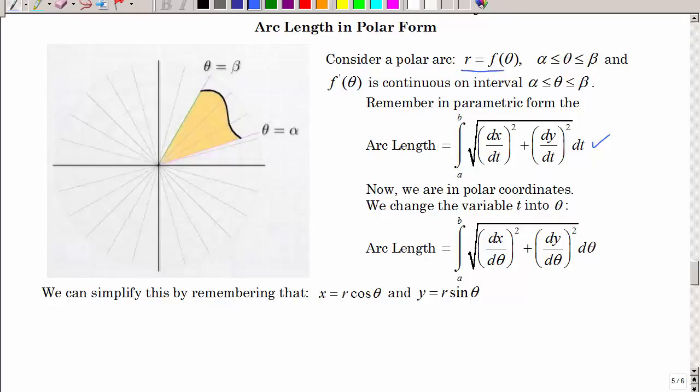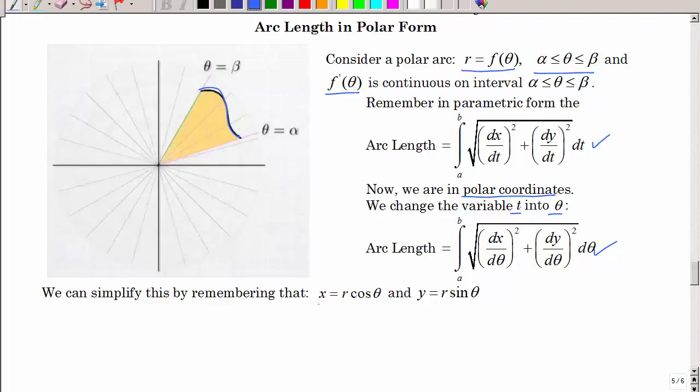So remember, r is a function of theta. We're going to bound that between two angles, so we have a definite length to find. And we also have to make the condition that our derivative of r is continuous on that interval. So that seems easy enough. Since we're in polar coordinates, we just change the variable and we're done. But aren't we? Can we do some more simplification?